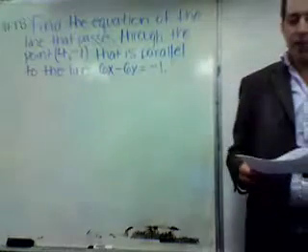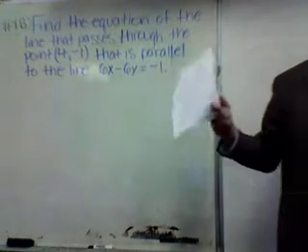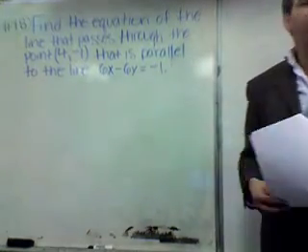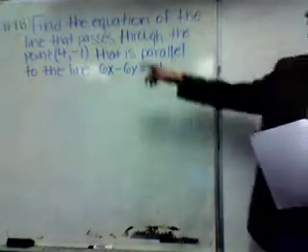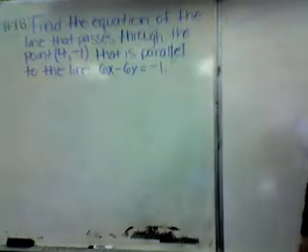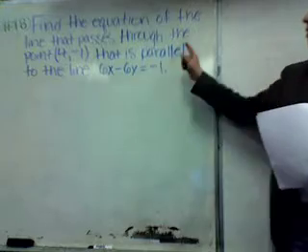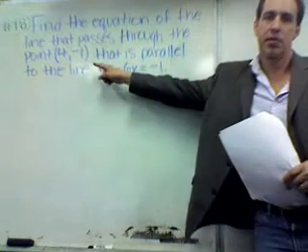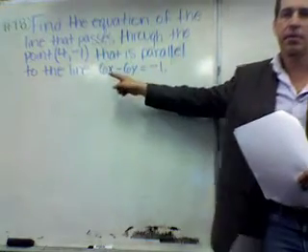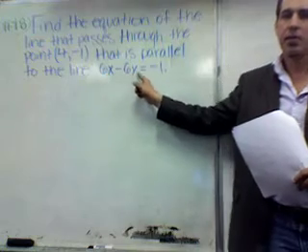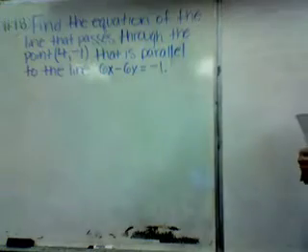All right, we're doing number 18 from your pretest, and it reads as follows. Please go ahead, Aaron, and read it out loud, okay? Find the equation of the line that passes through the point (4, -1) that is parallel to the line 6x minus 6y equals -1. That's right, good job.